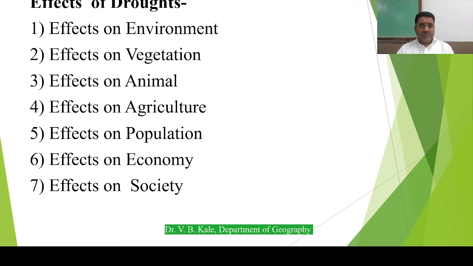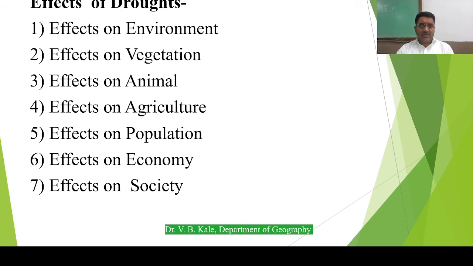Effects on animals. Animals require grass for their liveliness, and if there is a drought, it affects the growth of the grass and the plants. Due to the shortage of grass and crops in a particular area, animals suffer and are affected by the drought.